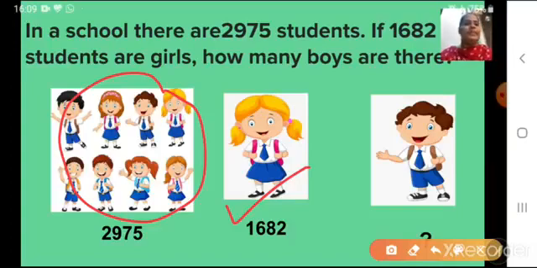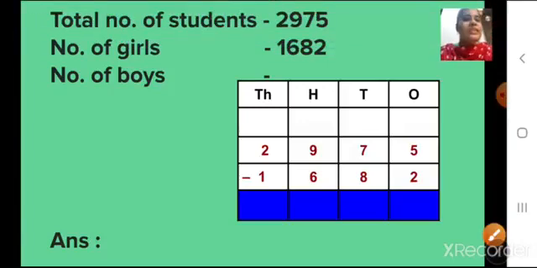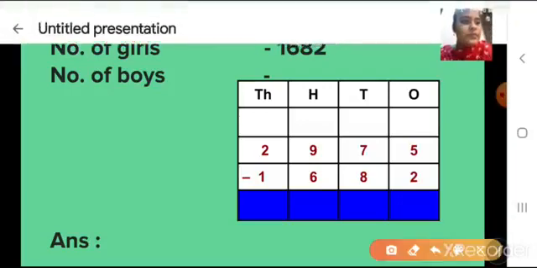So now we have to write the statements. See children, we can write it like this. What is given first? Total number of students, 2,975. Then what is given? Number of girls, 1,682. What we have to find out is the third one, number of boys. How to find the number of boys? By subtracting: 2,975 minus 1,682. Let us subtract, children.